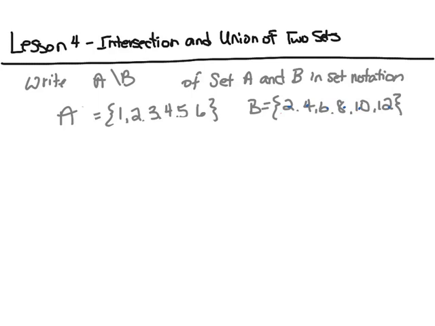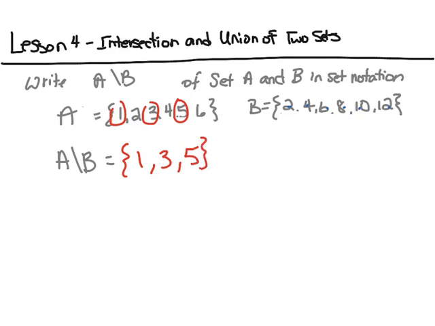A minus B are all the elements that are in A but not in set B. So if we write A minus B, the ones that are in A but not B are 1, 3, and 5. Everything else is in B. So it'd be 1, 3, and 5. And the number of A minus B would be 3.